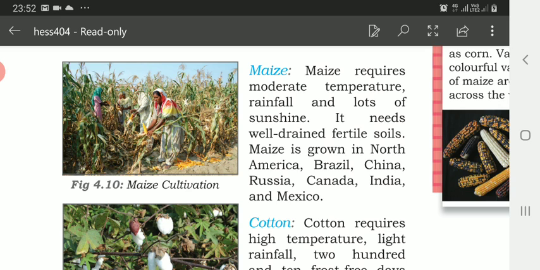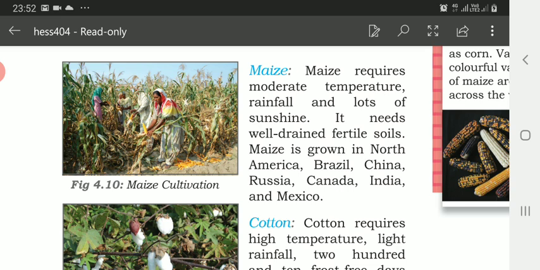Maize requires moderate temperature, rainfall, and lots of sunshine. Maize requires moderate temperature. That means, in the same way as wheat requires moderate temperature as well as rainfall and lots of sunshine, this crop also requires the same. It also grows properly in well-drained fertile soils. Maize is grown in North America.